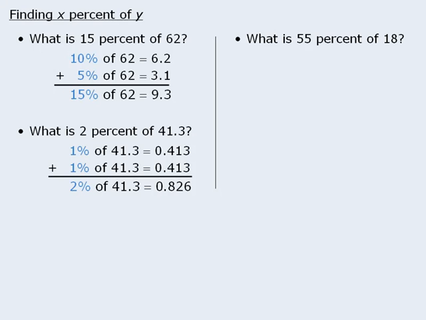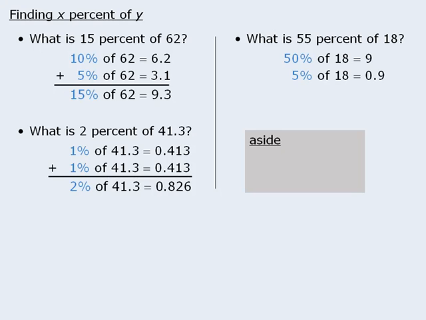Alright, let's try one last question. I'll give you a moment to find 55% of 18. Now, there are several approaches we could take here. A fast approach is to first recognize that it is relatively simple to find 50% of 18. This is equal to 9, since 50% of 18 is the same as 1/2 of 18. Next, if 50% of 18 is 9, then 5% of 18 must be 1/10 of 9, since 5% is 1/10 as large as 50%. In other words, 5% of 18 must equal 0.9.